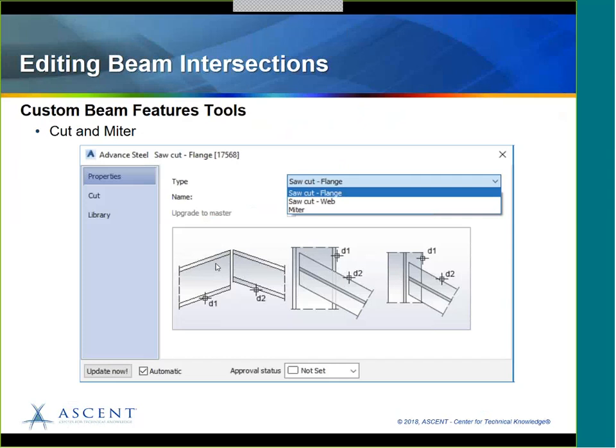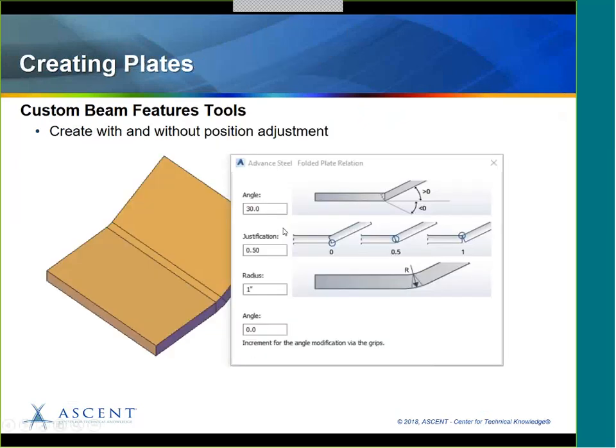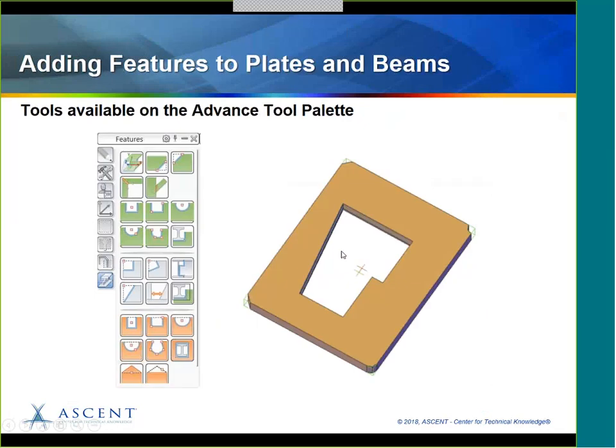So you can create a custom connection from scratch. You can do all the different parts. So there's custom beam features, tools. You can cut and miter to the beams. You can create folded plates and flat plates. So if you have some odd angles where some of the defaults may not work, you could come in and create folded and flat plates. There's a lot of tools available on the tool palette to add features to plates and the beams. So here you can see a flat plate that has had a number of things done to it.